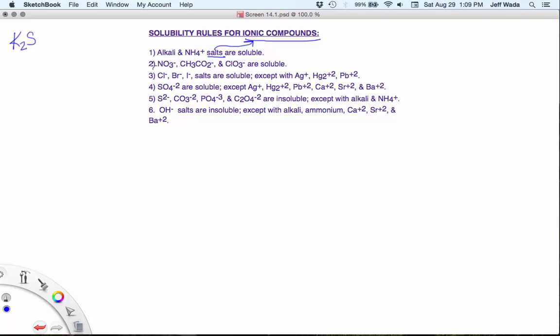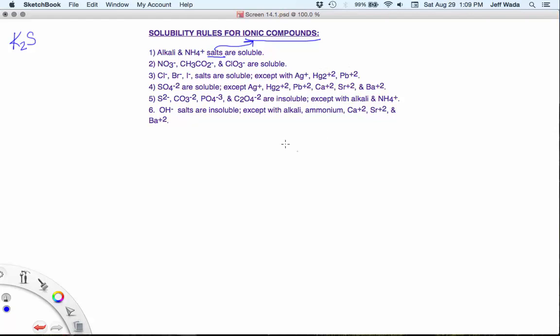Rule number 2 deals with anions. We have NO3 -1, nitrate, acetate, and chlorates dissolve in water, ionic compounds. Third rule, chloride, bromide, iodide, usually the halogens. The chloride, bromide, iodide ions, the halides. Salts are soluble, but there are 3 exceptions. The 3 exceptions are when those halides, chloride, bromide, iodide, are with silver plus, mercury 1 ion, and the lead 2 ion.